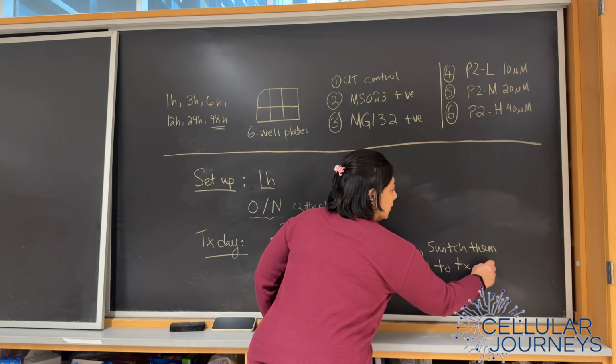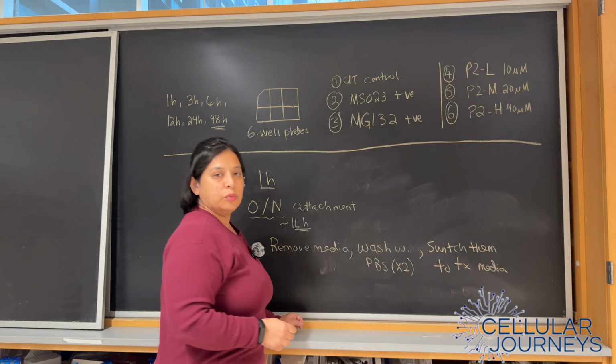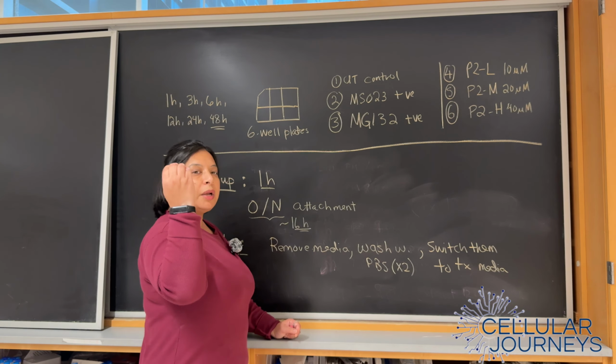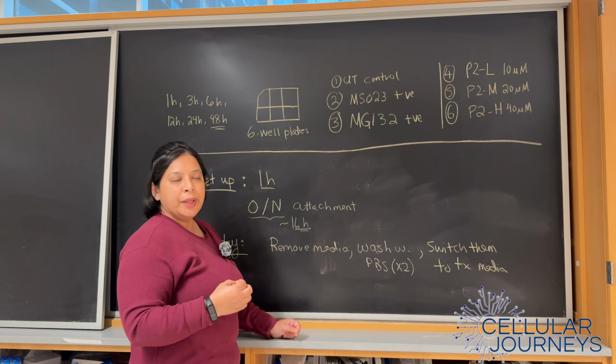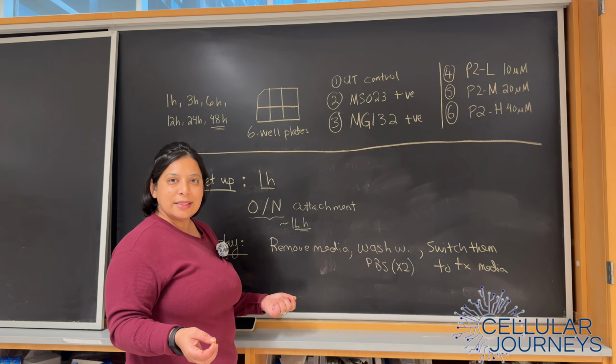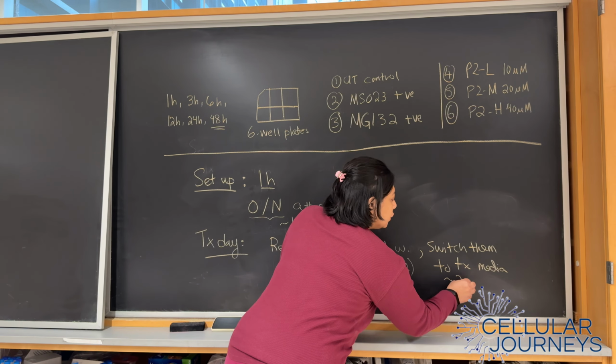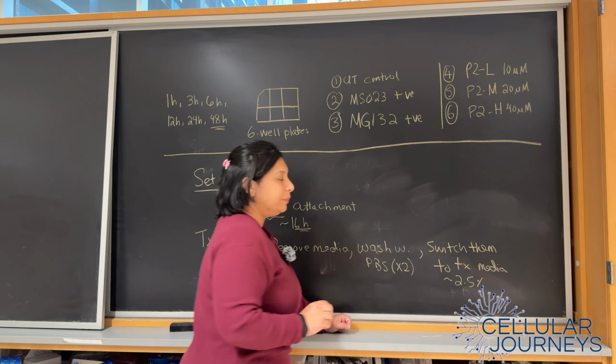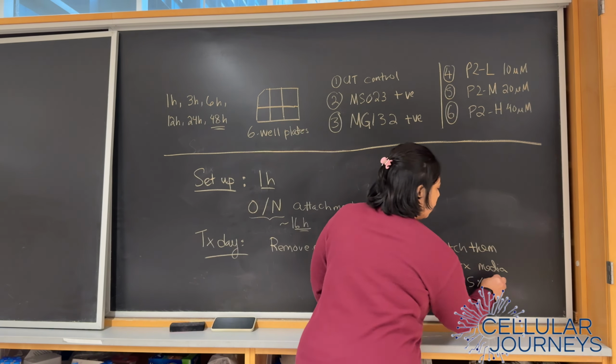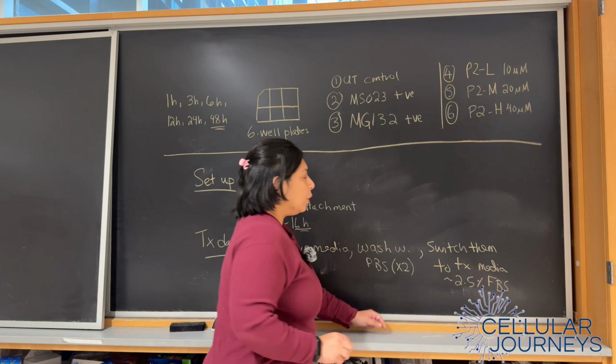Now, treatment media is typically the same base media, whatever it is that the cells require, but with a lower concentration of serum. And that typically allows us to enhance the effect of our drug that we are looking at. In our case, we are going to be doing 2.5% serum containing media, or FBS. We don't want to lower it completely.